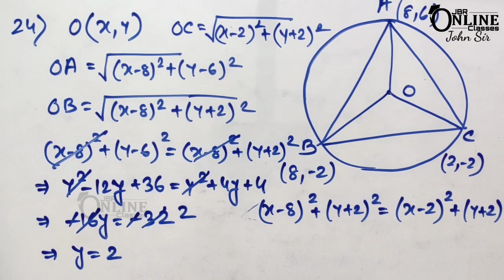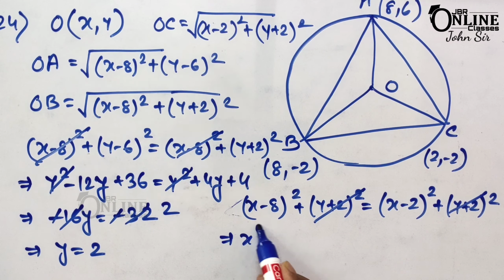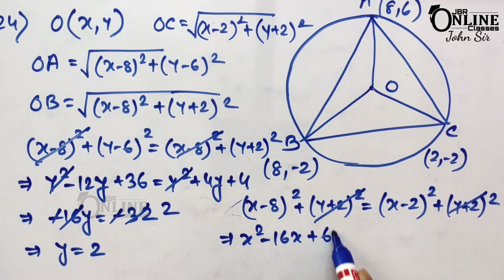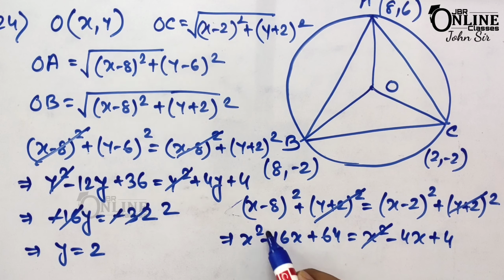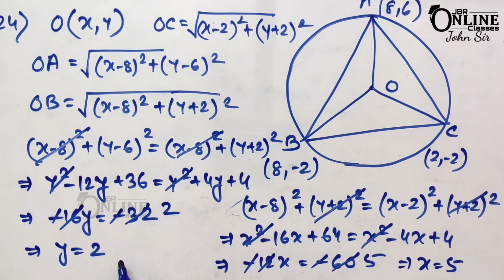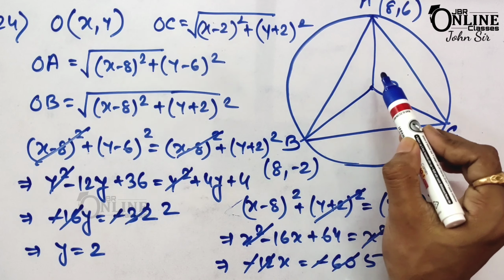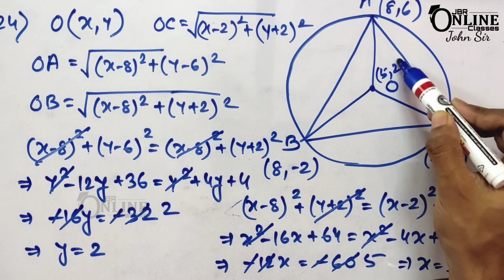Okay, so now you can cancel out (y plus 2) whole square on both sides. So x square minus 16x plus 64 equals x square minus 4x plus 4. X square cancels out. So 16 and 4, it's minus 12x equals minus 60. So here x equals 5. So the coordinate of xy is 5 comma 2. Okay, so the coordinate of the circumcenter is 5 comma 2.